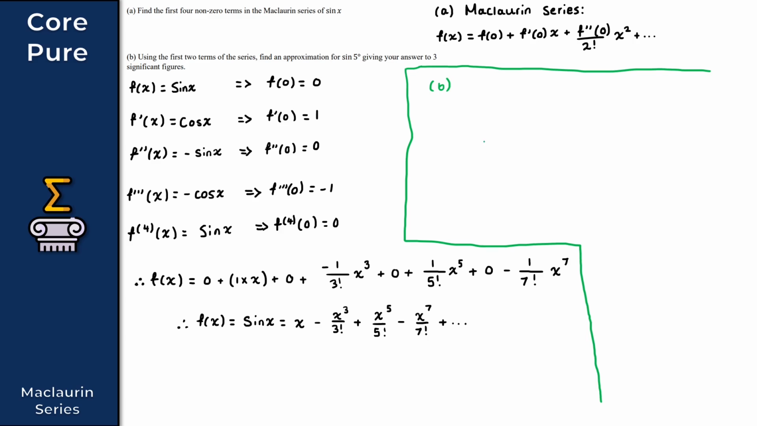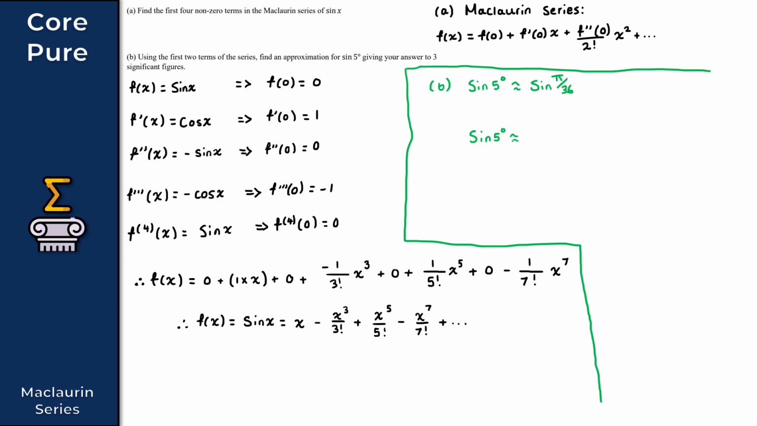So for sine of 5 degrees, the first thing to note is we need to be working in radians, right? We've differentiated trigonometric functions here, so we need to be working in radians. So sine of 5 degrees is the same as sine of pi over 36.